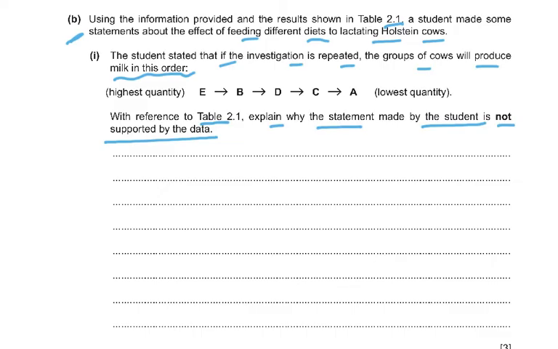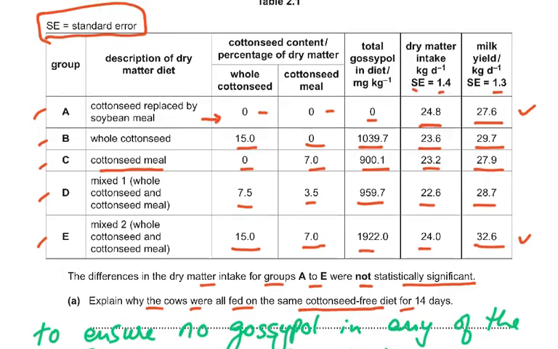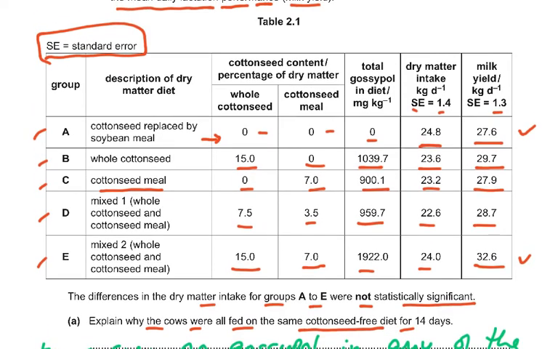So then that means you have to go back to table 2.1. So let's go back to table 2.1. This is table 2.1. Now, how does this not support it? The milk yields are very close, similar between each group: 27.6, 29, 27, 28.7, and 32.6. So the milk yields are very close, similar between the groups. Then no statistical test has been carried out. There has been no t-test which we have carried out. Then there's an overlap of the standard error, which means then no significant difference.